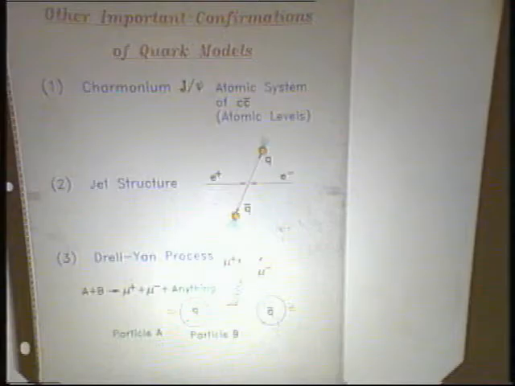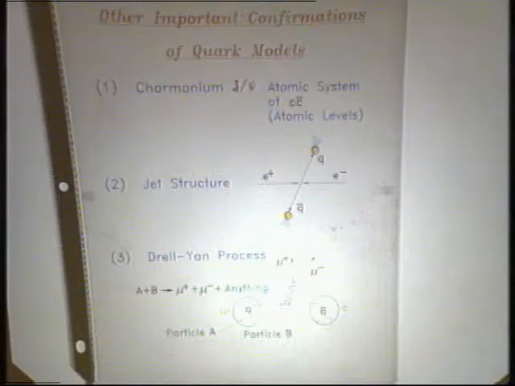In addition, in 1975, the jet structure of positron-electron annihilation was observed at SLAC. The idea there is you basically have e+ e- annihilated into a quark anti-quark pair, and these send out cones of particles. These particles retain some memory of the quark characteristics, because, for example, you can get the spin of the quark by the angular distribution of these particles.